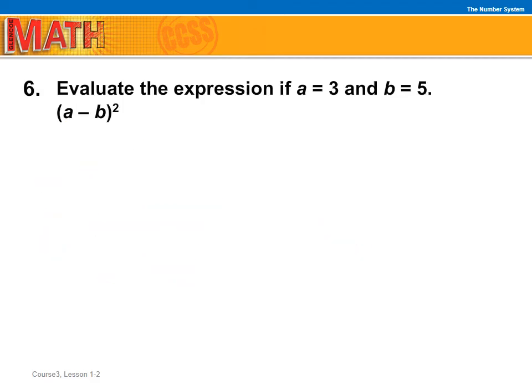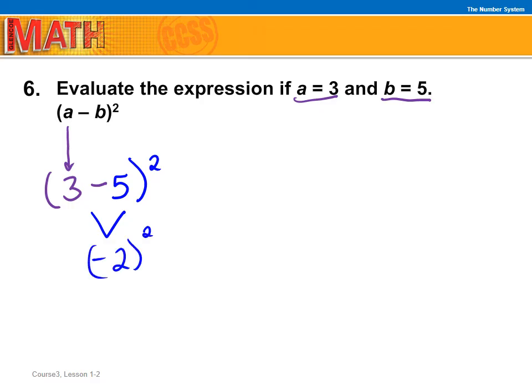Example 6. Evaluate the expression if A is equal to 3 and B is equal to 5. So once again, we're going to substitute for A. So A is going to become 3 minus, and B is going to become 5. All that to the second power. Now we solve inside the parentheses first. 3 minus 5 is negative 2. And when we have negatives, we put the parentheses around the numbers. Negative 2 to the second power, which is negative 2 times negative 2, which is equal to positive 4.